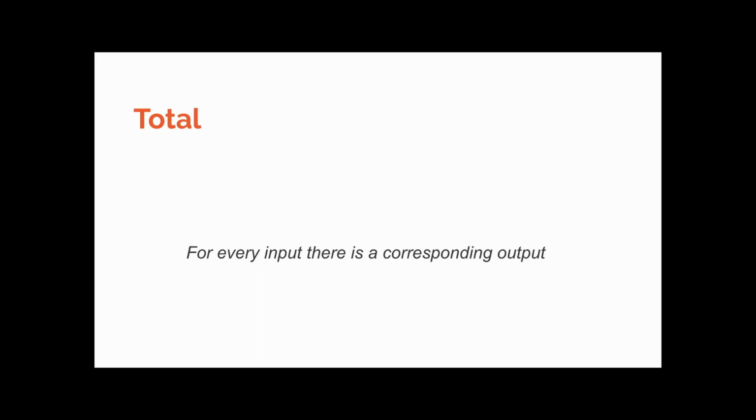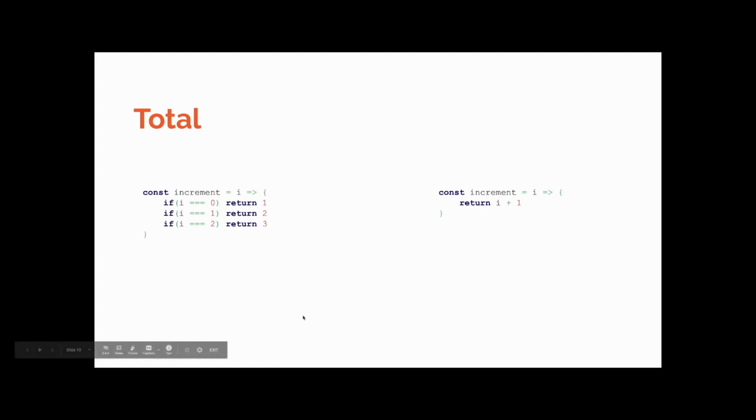The first one is total, and that means for every input there is a corresponding output. So if you provide an input again and again and again, you still get the same output again and again and again. We've got some examples here. I've got an increment function. We've written the body of the function in two different ways. In the first one, it returns different numbers based on the value that I has. But here, what happens is that it just adds one to whatever the value of I is.